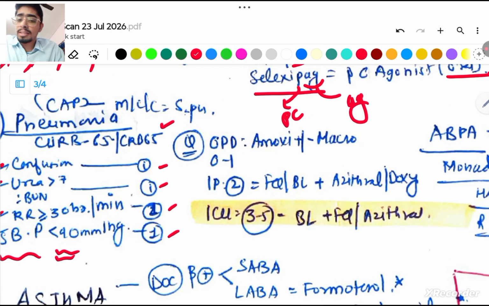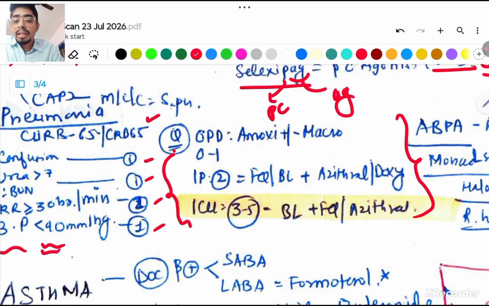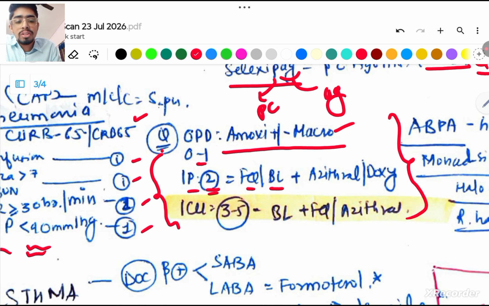Now why is CURB-65 very important? CURB-65 is the criteria which is implied for the treatment. How do we treat? What is the criteria to decide if the patient is admitted or not? It is CURB-65. Okay, so if the score is 0 to 1, it is OPD based management. We give amoxicillin plus a macrolide. So macrolides include your azithromycin, right? These type of drugs. Inpatient admission you do when the score is 2. Okay, so you use beta lactams or fluoroquinolones along with your azithromycin.